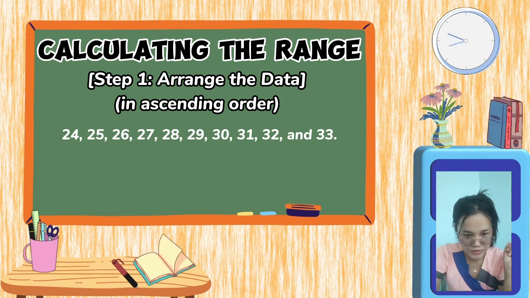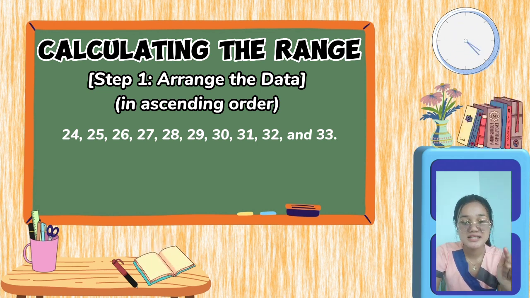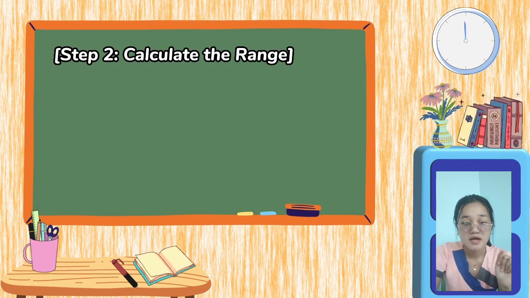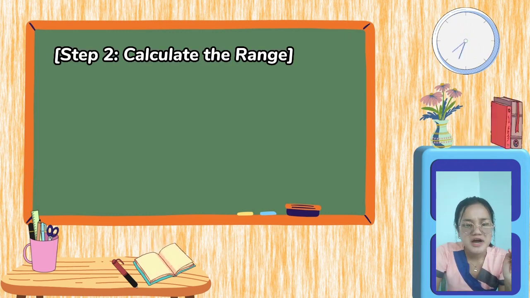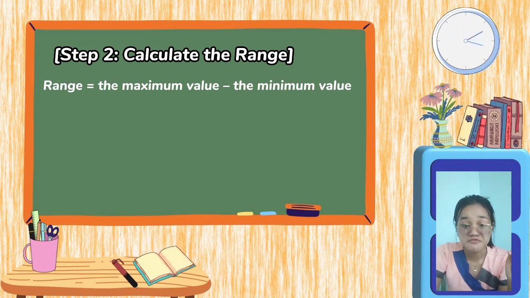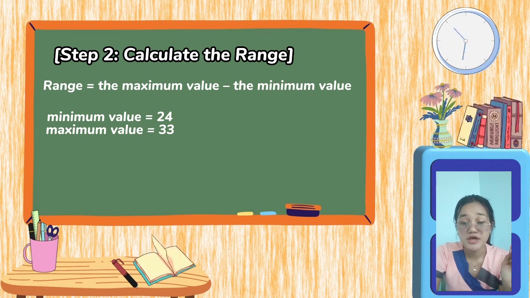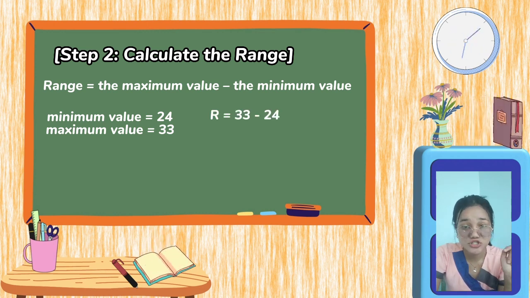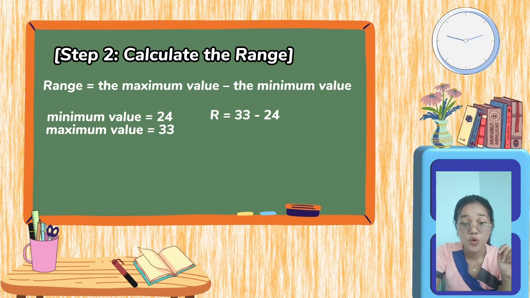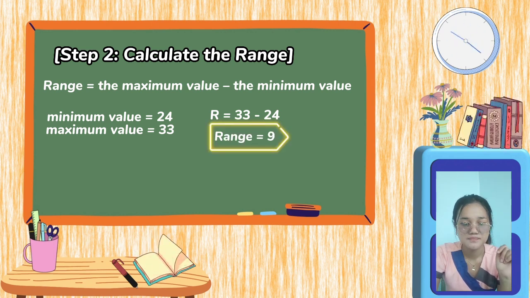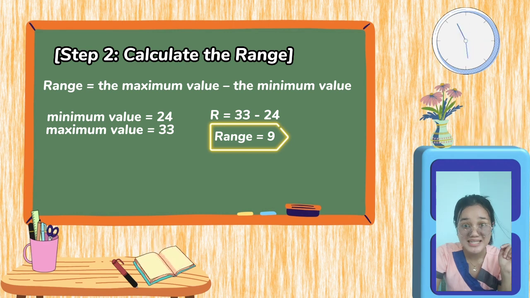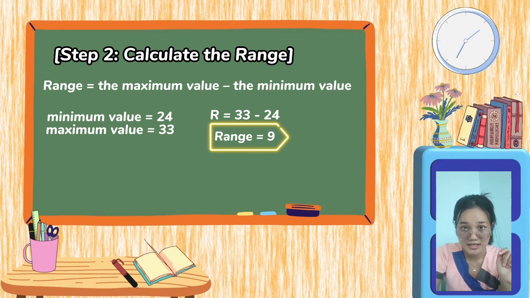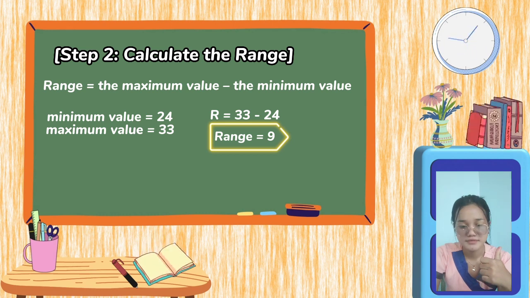Now, let's move on to step 2. Calculate the range. To find the range, we subtract the minimum value from the maximum value. In this case, the minimum age is 24 and the maximum age is 33. Therefore, the range is 33 minus 24, which equals 9. So, the range for this data set is equal to 9. Did you get it? Nice.